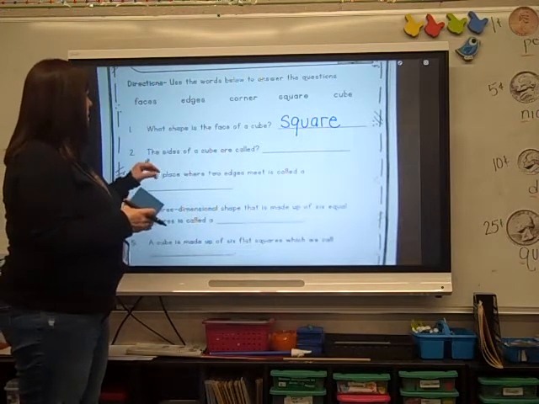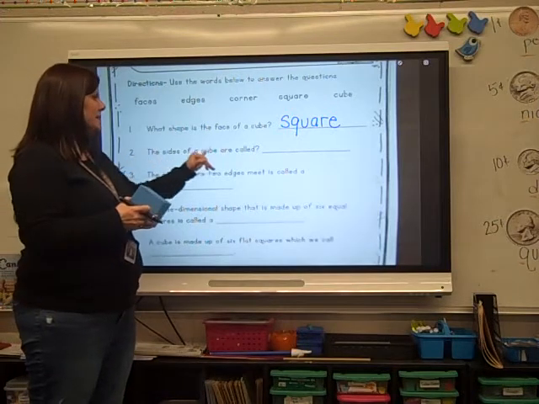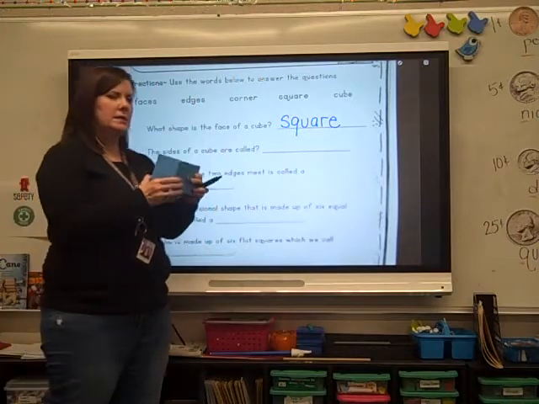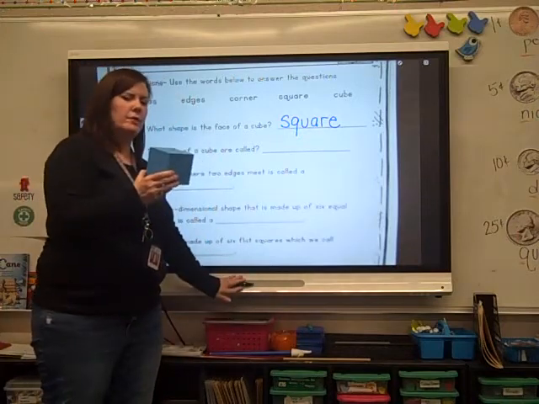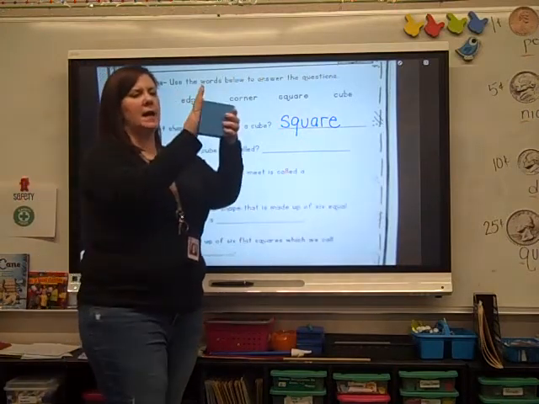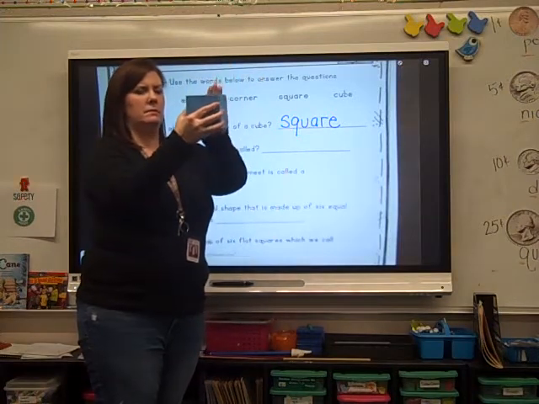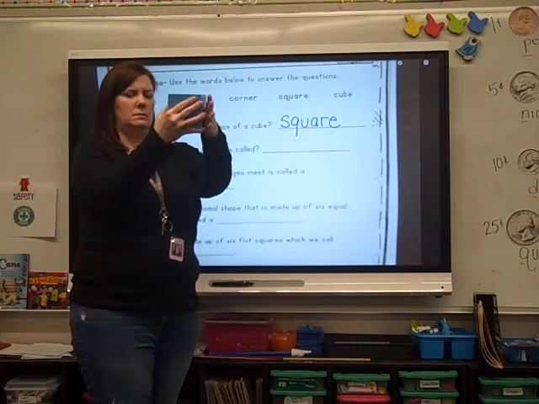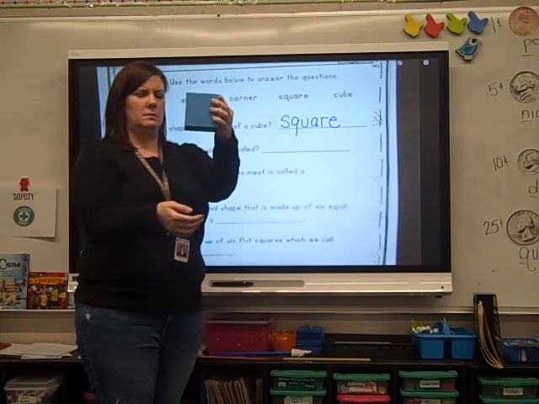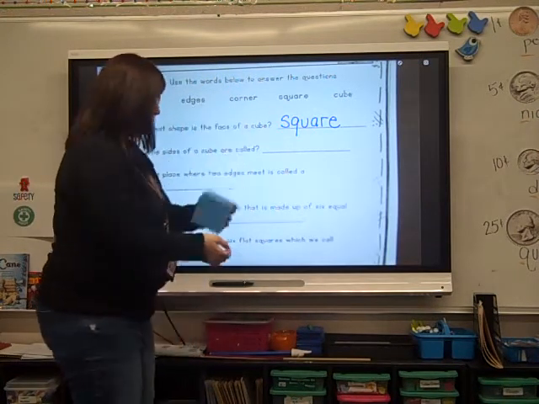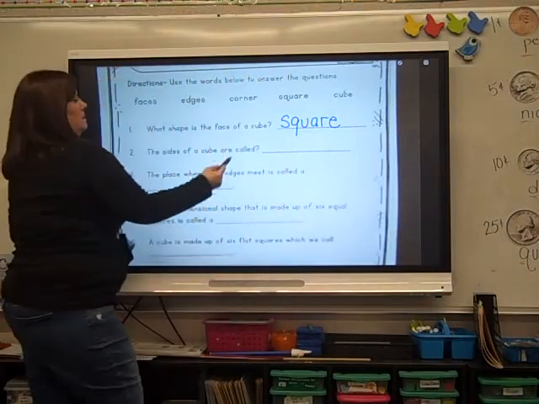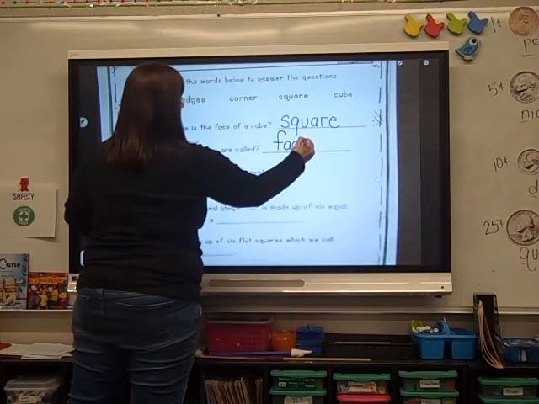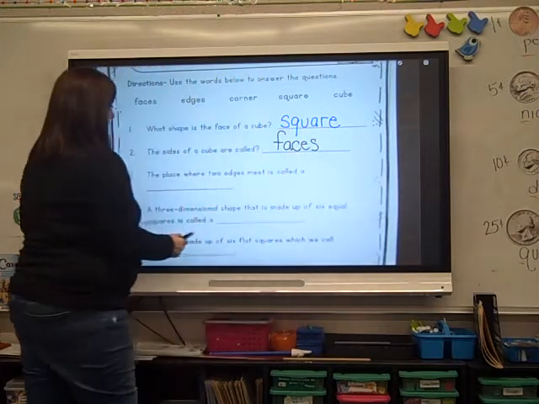Okay. Number 2, the sides of a cube are called what? All right. Now, I did this video for the other math group, and I called the sides this. So what are these flat parts called? They're called faces. All right.